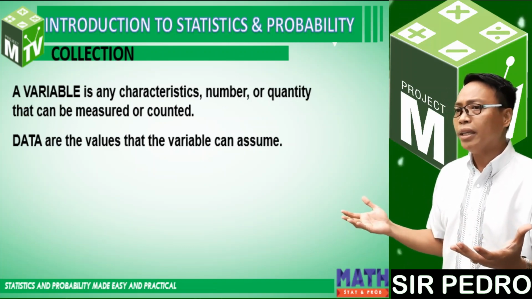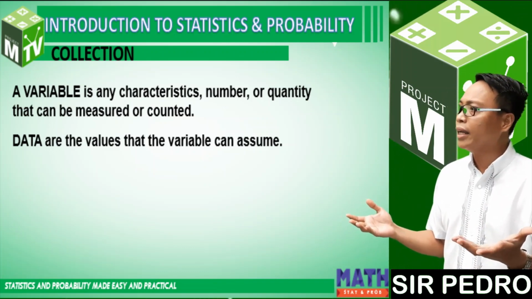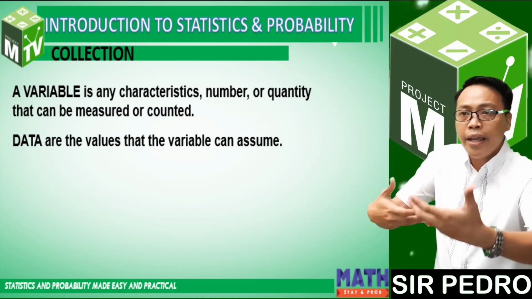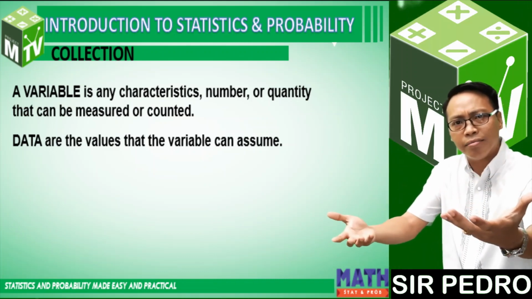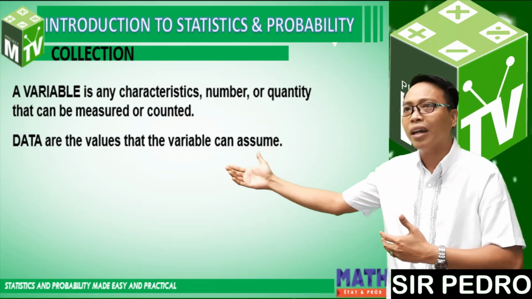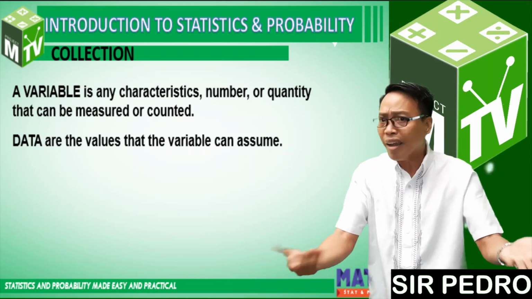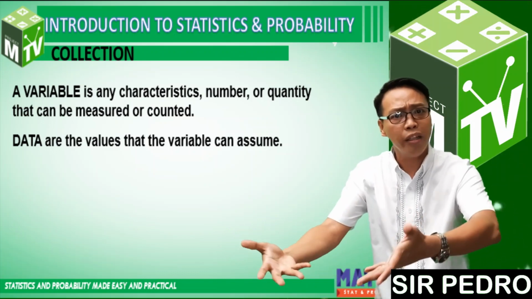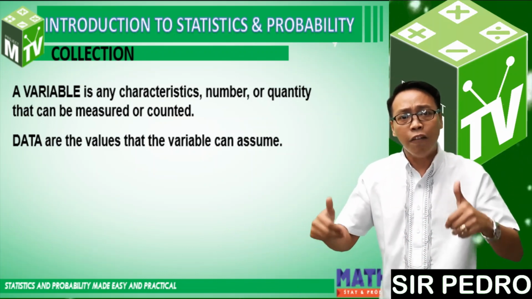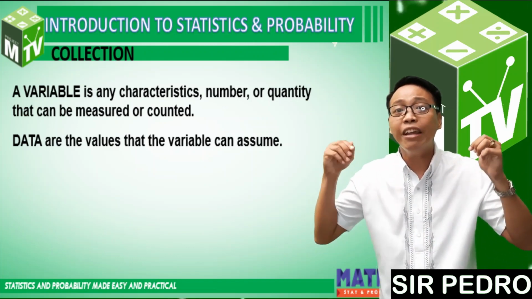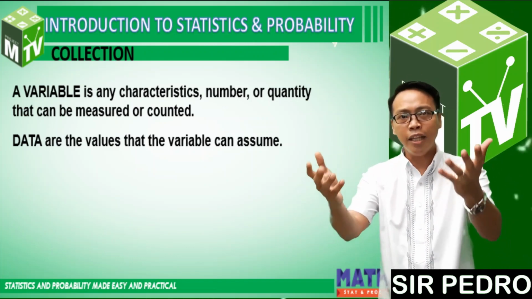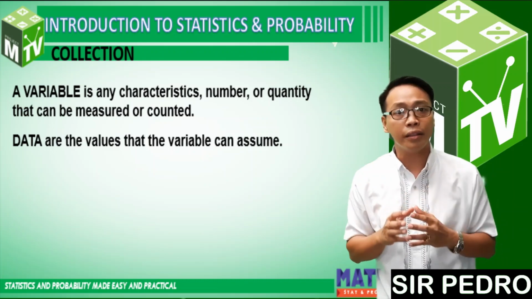Next, you may get, say, grade 10 math grade. So that is also a data: 98, 99, 95, 80, 82, 84. Those things vary, so that is a variable. And the things that you will gather are all data.